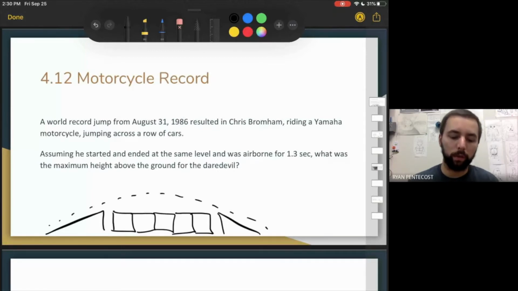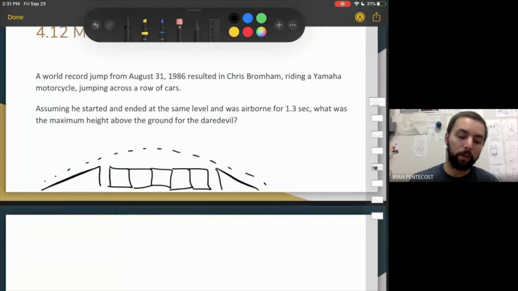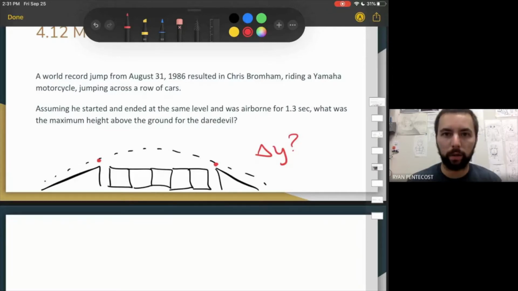what we want to do is use the other strategy that I mentioned, where we're going to start halfway, because it wants to know the maximum height, right? And if we just look at what is delta y, and we start at the beginning and the end of the jump, delta y is going to be 0, right? So what we need to do is start at the top and see what it's like to come down from the peak down to the bottom of the jump, right? So that's how we're going to solve this problem.